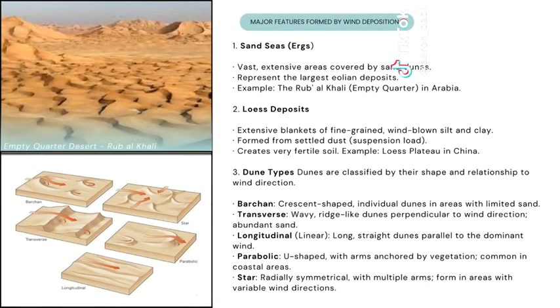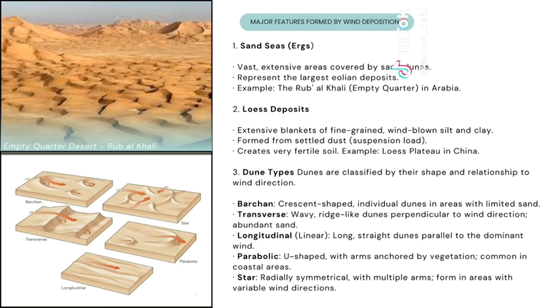Okay, next slide. We have here the major features formed by wind deposition. First is the sand seas, or we can call them ergs. These are vast, extensive areas covered by sand dunes and represent the largest Eolian deposits. For example, the Rub' al Khali, or Empty Quarter, in Arabia. Next are loess deposits. They are extensive blankets of fine-grained wind-blown silt and clay formed from settled dust or suspension load, and they create very fertile soil, like the Loess Plateau in China.